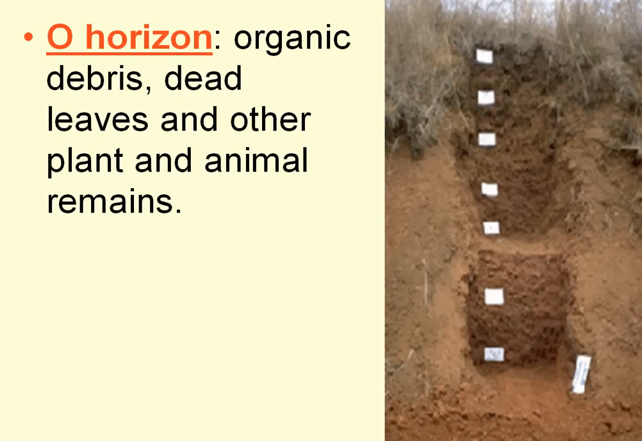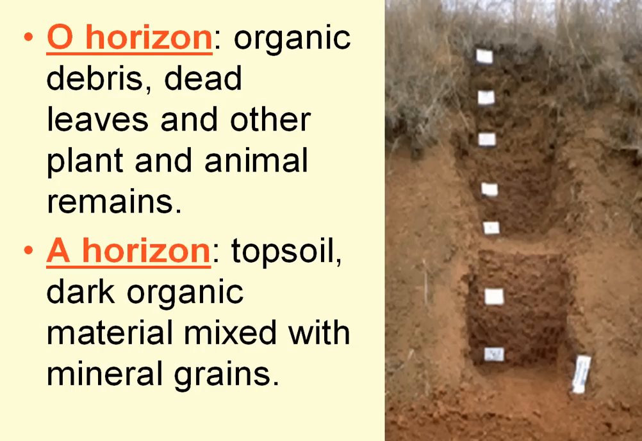And the O horizon, this is where you have your organic debris. That's why they call it the O horizon. This is your dead leaves, your other plants, and animal remains. So if you were looking at soil, it would be that very, very top part. It looks very dark, and this is where you're going to have a lot of your organic material, very nutrient rich. Then below that, you're going to have your A horizon.